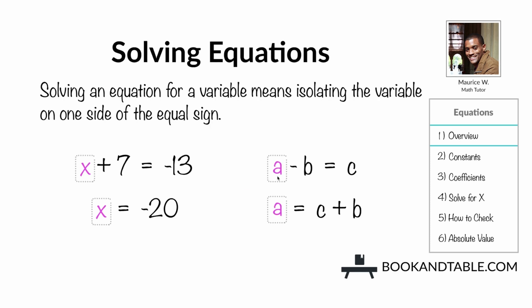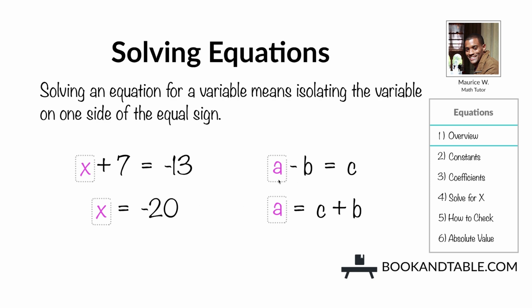When you're asked to solve an equation, what you're being asked to do is to isolate that specific value on one side of the equal sign and to place all the other values on the other side. So in the previous example, we had x plus 7 is equal to negative 13. Well, if we isolate x on the left side of the equal sign, we see that it has a value of negative 20.